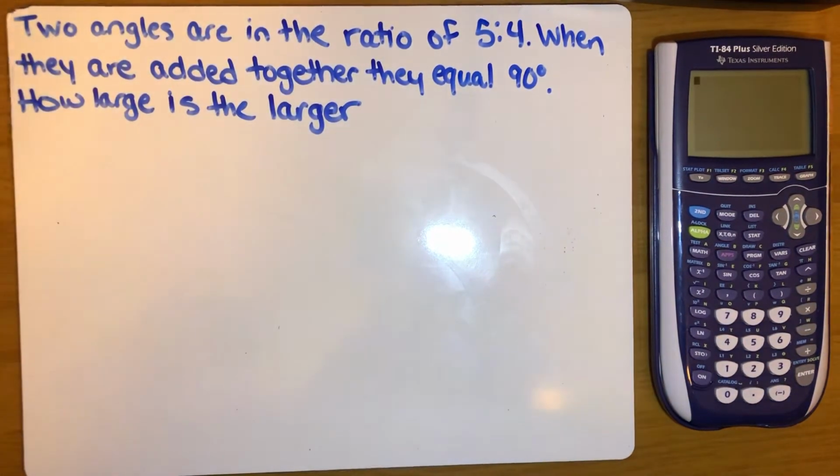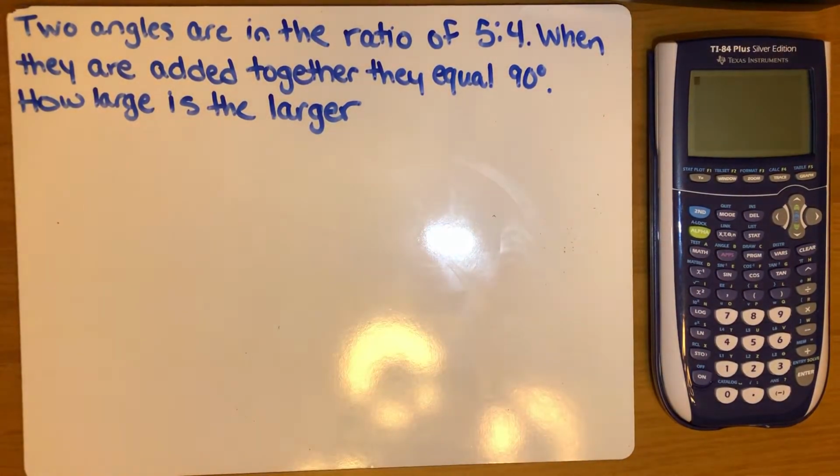So today I'm going to be looking at a few hints to help you on the angle relationships maze. So the first question I want to look at is one that's kind of on the lower left-hand side. It says that two angles are in the ratio of 5 to 4.